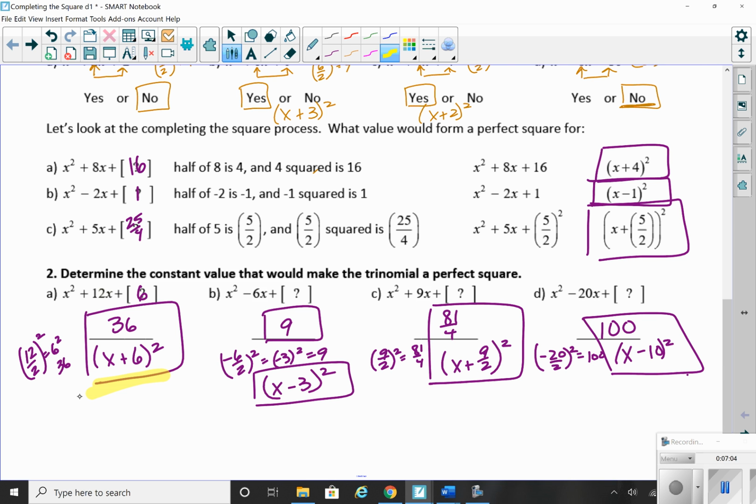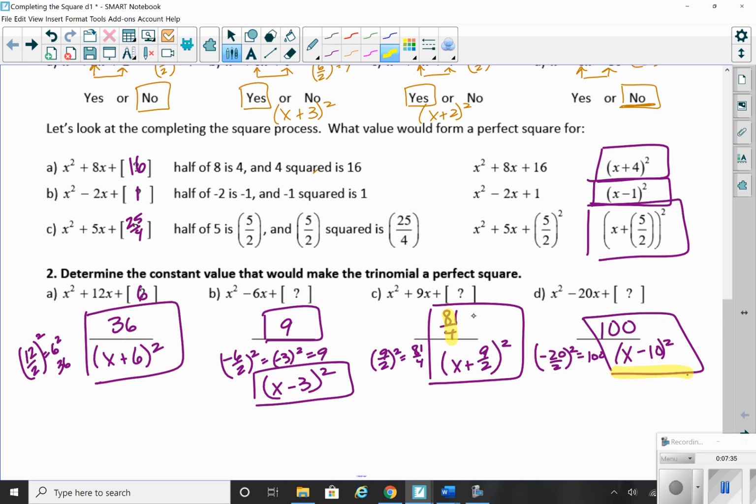In letter B, -6 cut in half is -3. -3 squared is 9. So I get x minus 3, the quantity squared. Letter C, 9 cut in half, 9 halves. If I square that, 9 squared is 81, 2 squared is 4, so 81/4 is the value I'm plugging in. So that would be x plus 9 halves, the quantity squared. And then the last one, -20 cut in half is -10, -10 squared is 100, so this would be x minus 10, the quantity squared.